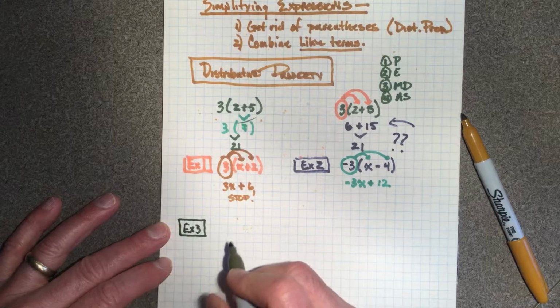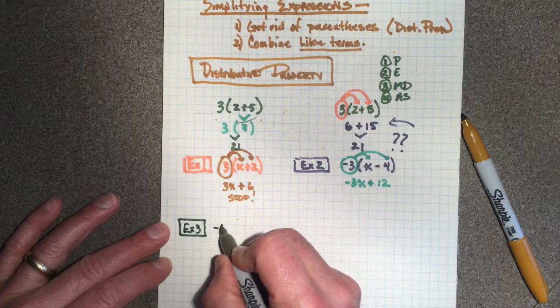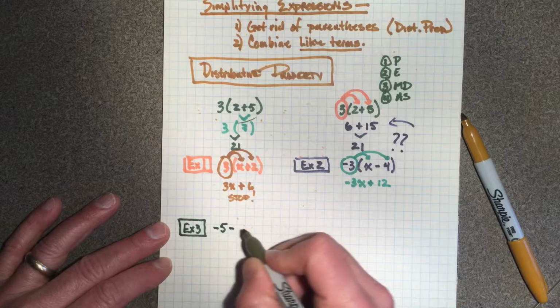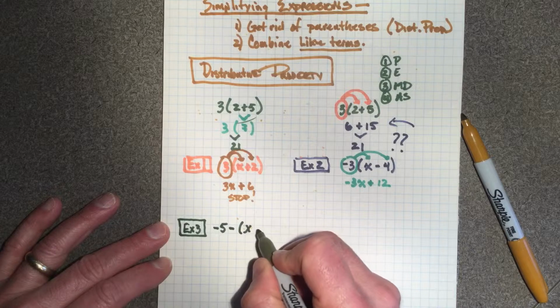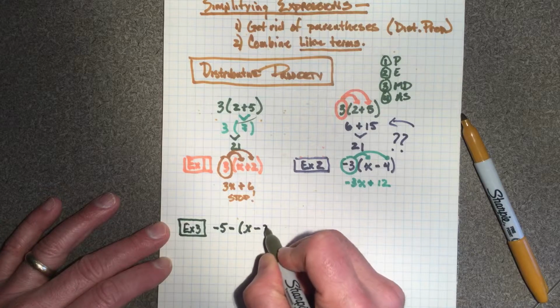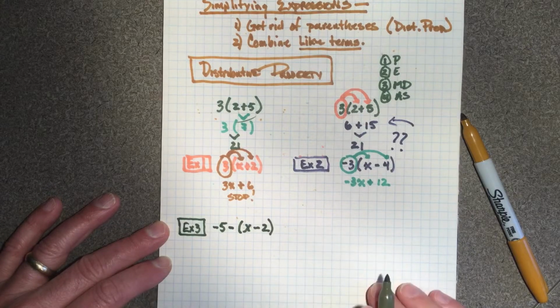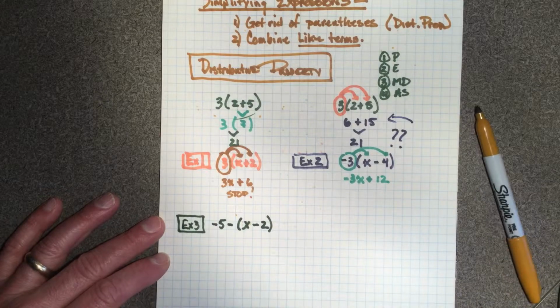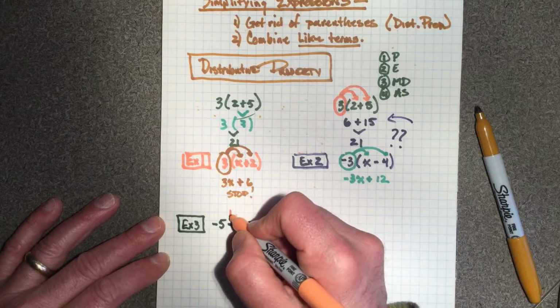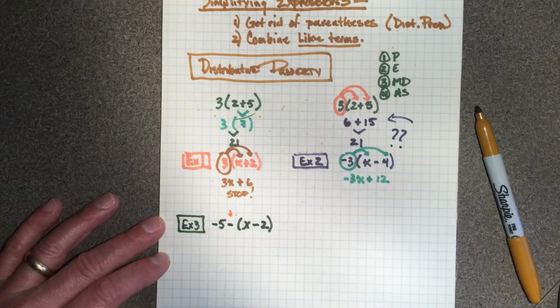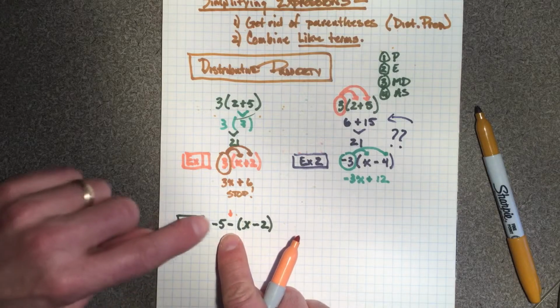Let's make it a little bit more complicated. Negative 5 minus the quantity x minus 2. All right, this one's a little weird. So notice what I have here, and this is important as well. Anytime you have parentheses with a negative sign out in front, a lot of people mess this up because they don't realize what this means.